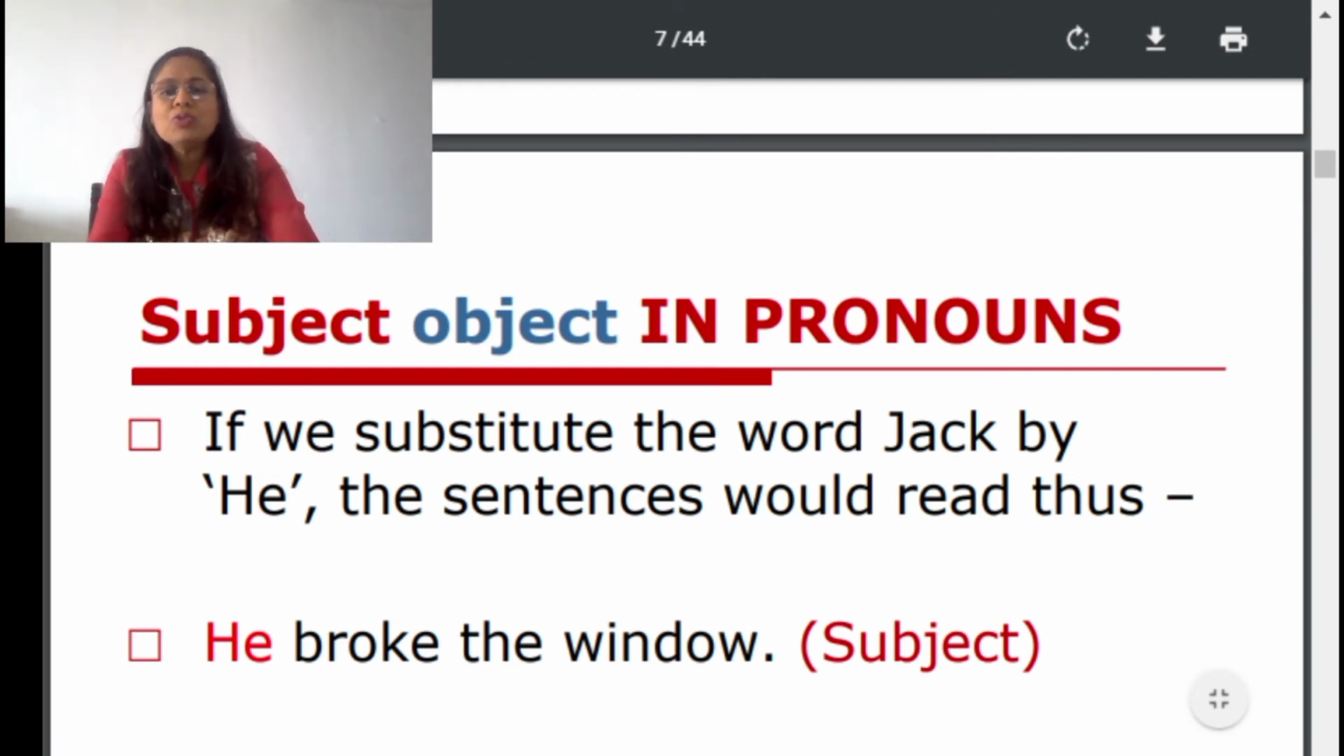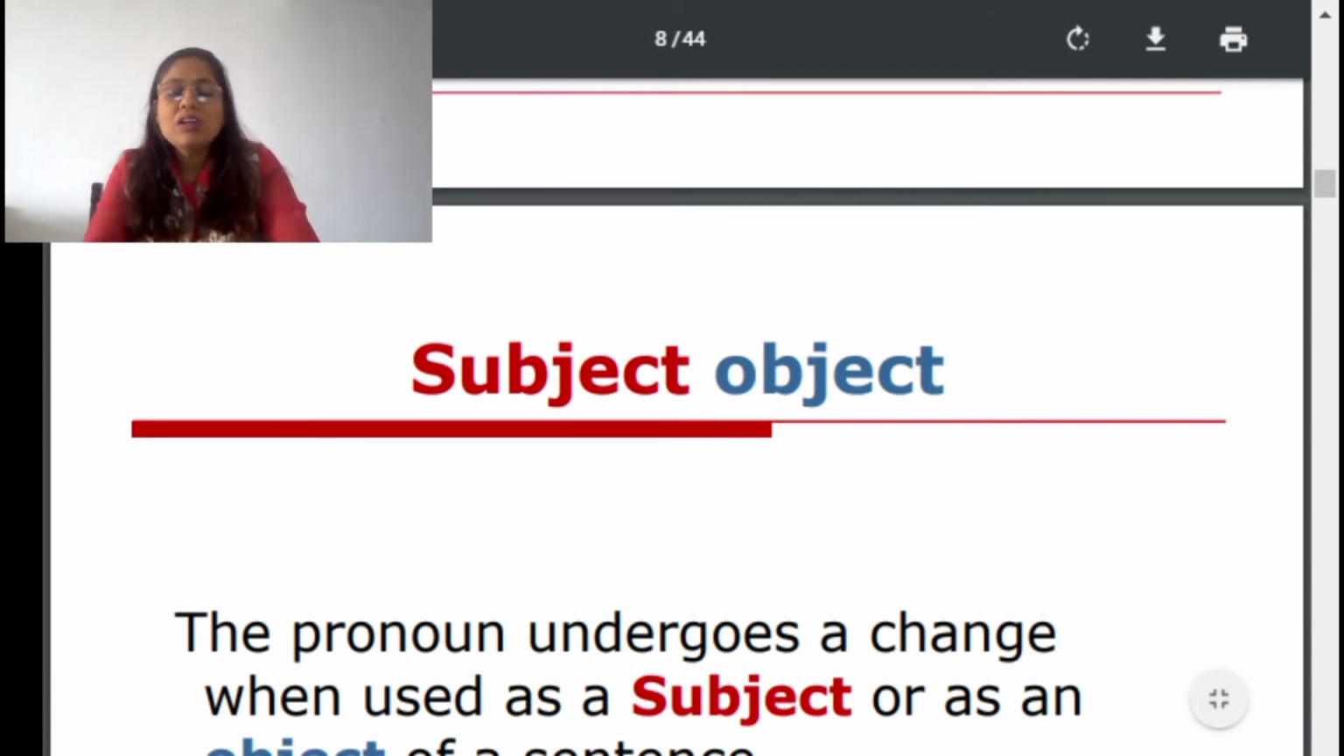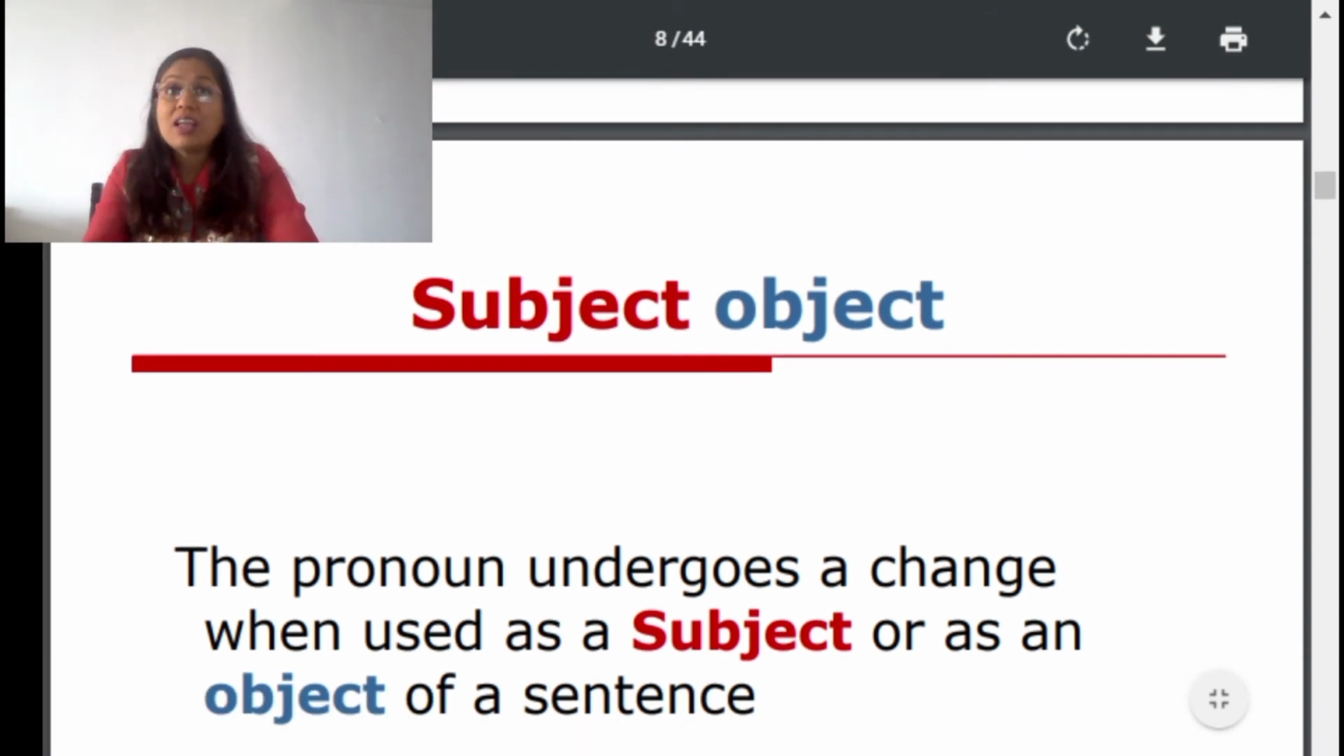If we substitute the word Jack by he, the sentences would read like this. He broke the window, and in the second case, where Jack is the objective case of the sentence, it becomes the window was broken by him. The pronoun undergoes a change when used as a subject or as an object of a sentence. That is the difference between he and him, I and me, and so on.